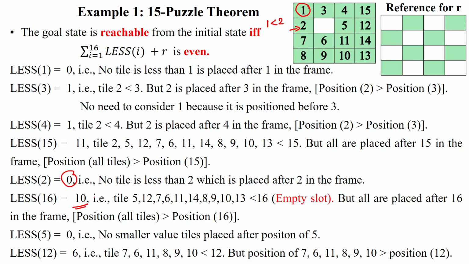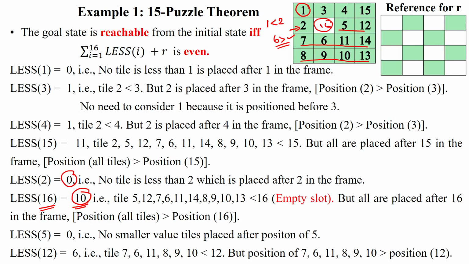Then less of 16. So we have to check. All elements are smaller than 16, but the positions of all the elements are greater than the position of 16. The position of 16 is here, 6, and all elements are placed after the 6. So we have to count all the values, that is, the number of tiles is 10.